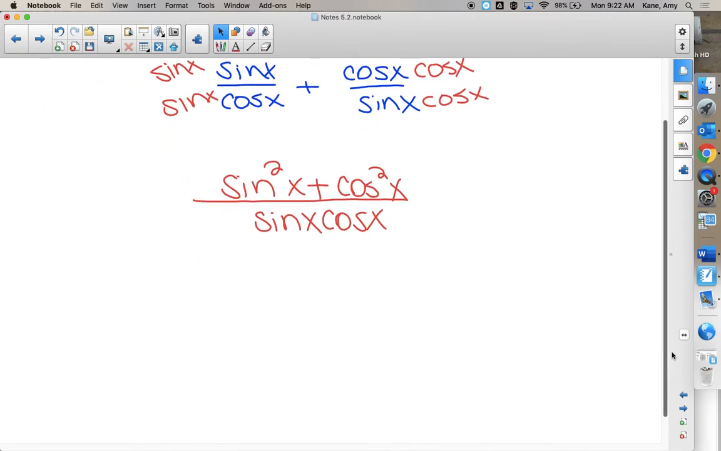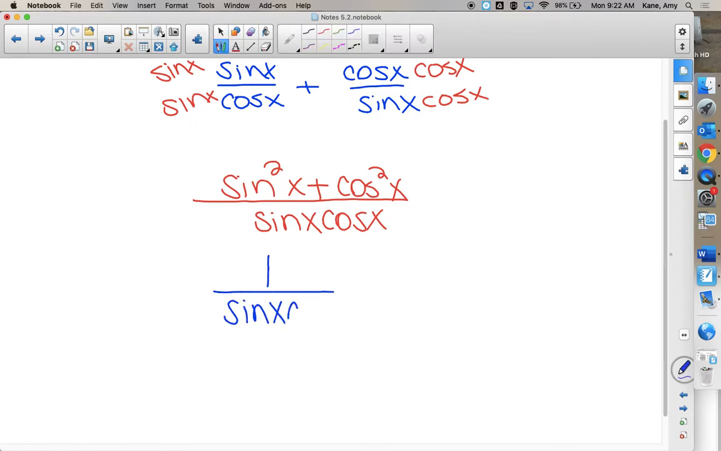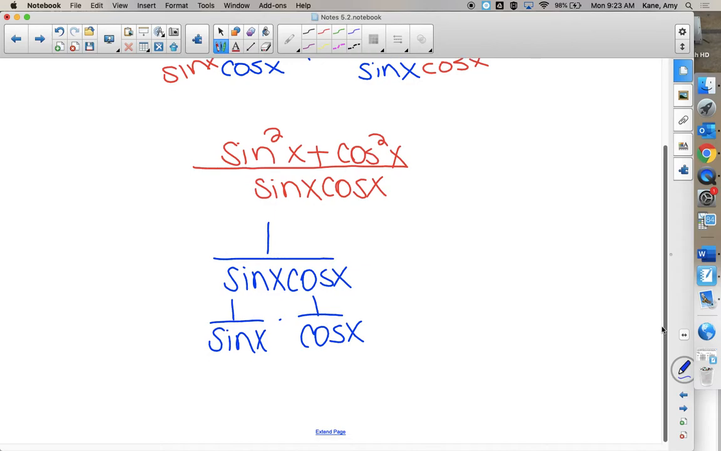What is sine squared plus cosine squared? 1. So now we have 1 over sine times cosine, which is the same thing as having 1 over the sine times 1 over the cosine. That means the same exact thing. So 1 over the sine becomes cosecant, and 1 over the cosine is the secant.